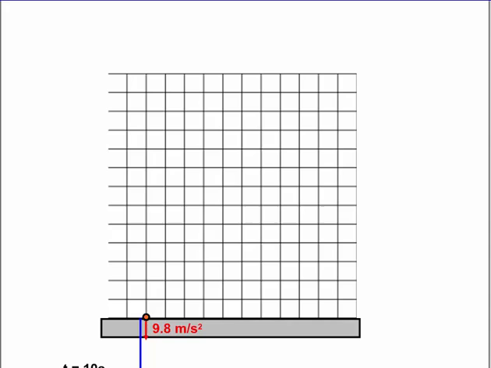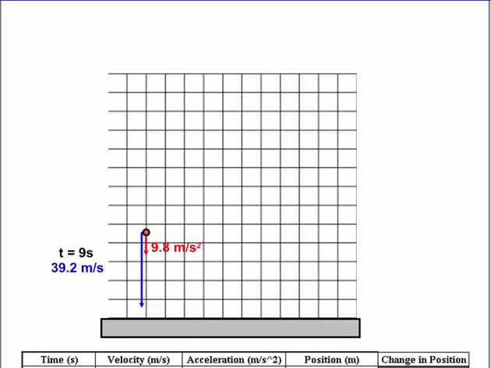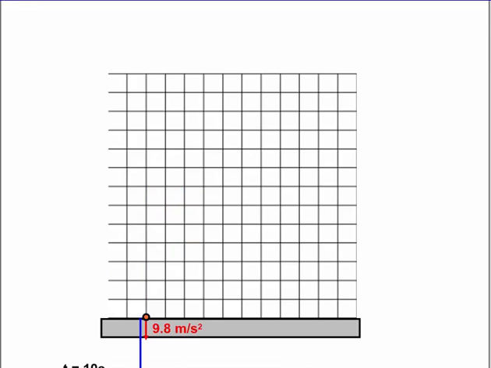I hope you notice when I do this how much the change in position is increasing. Notice from here to here, watch this, from t is equal to 8 to 9 to 10. Those values are increasing. Alright, it's a simple little video.